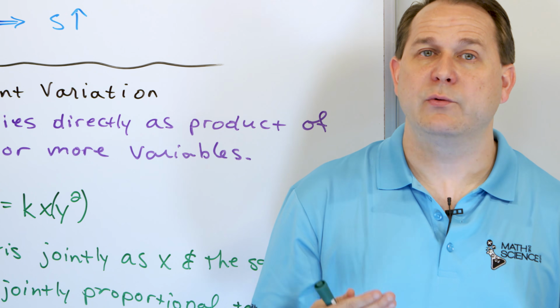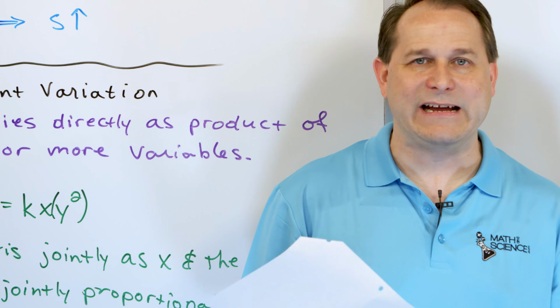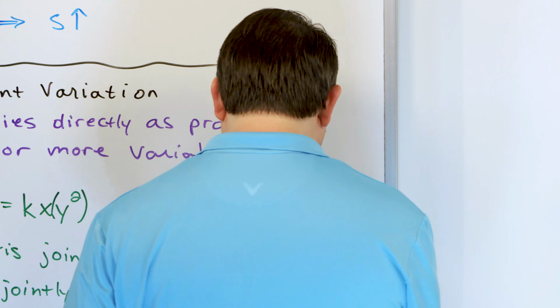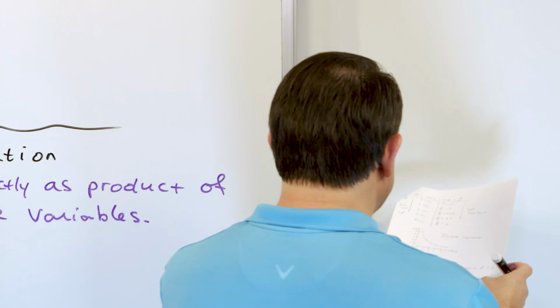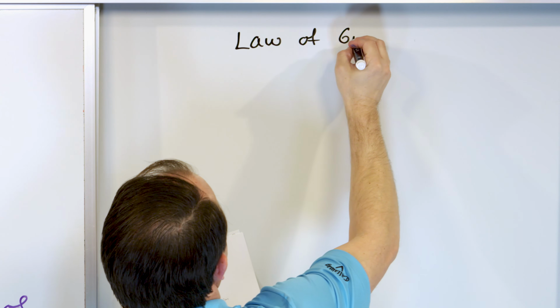So now I want to give you an example of when you have an equation that can have a direct variation and an inverse variation in the same equation. And the most famous example I can give you of that is the law of gravitation. The law of gravity.